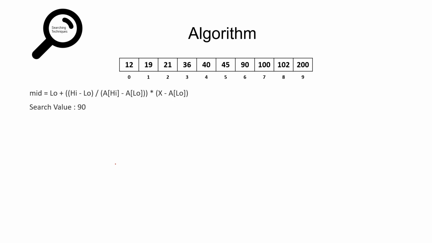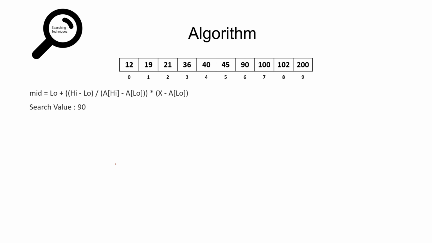For example, we have a list of 10 with the values 12, 19, 21, 36, 40, 45, 90, 100, 102, and 200. So, in this case, sorted yan. Kita nyo. At ang hinahanap natin value is 90. Do you think? Can you guess? Ilang try kaya magagawa natin to find 90?